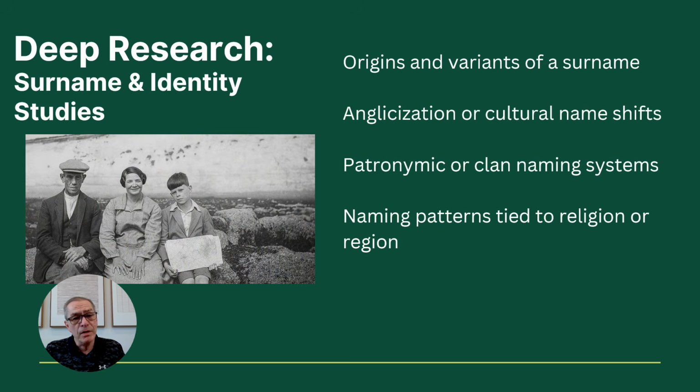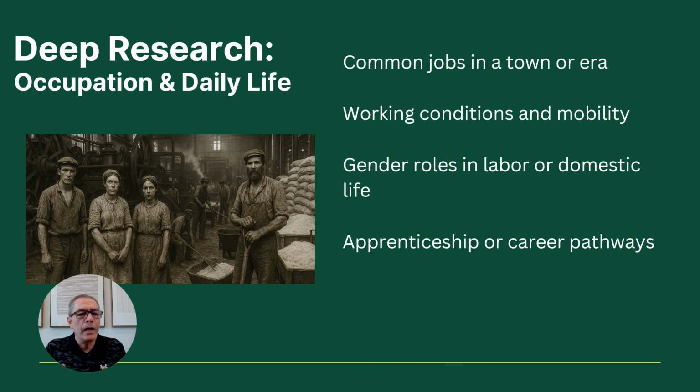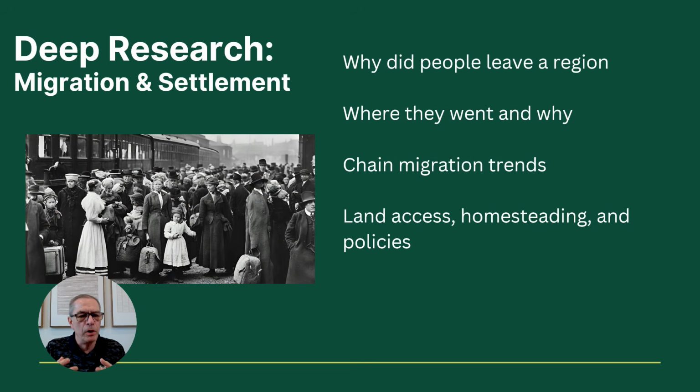Same with surnames and identity. We can do some deep research on the background of surnames, or last names if you like, and why these names changed over time. What were the naming conventions that tied these names together? We can look at occupations in daily life, and that's one of the examples I'll show you. There's absolutely brilliant deep research in looking at specific occupations. What were the common jobs in a town? What were the working conditions like, and why did people move around? And maybe even gender roles: when did women start working, when did children start working, and what kind of careers or guilds did people join within those occupations.